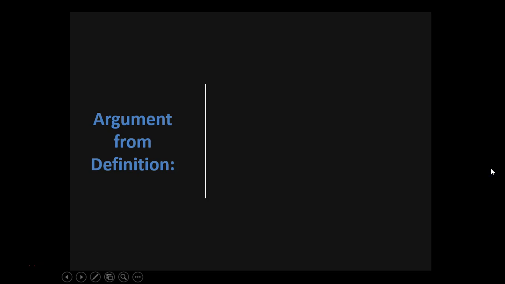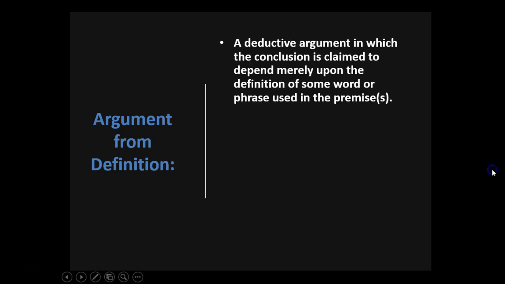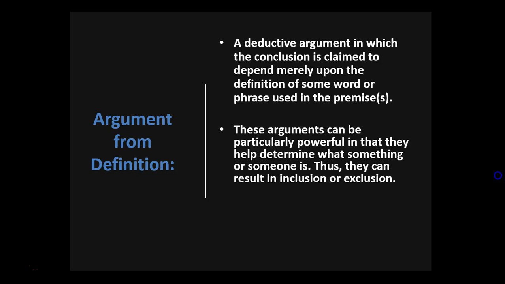Okay, next, argument from definition. Right? That's a deductive argument where the conclusion is claimed to depend merely upon the definition of some word or phrase used in the premises. And these arguments are important very often and can be very powerful in that they help determine what something or someone is, which we argue about consistently. Thus, they can result in inclusion or exclusion from a particular group.